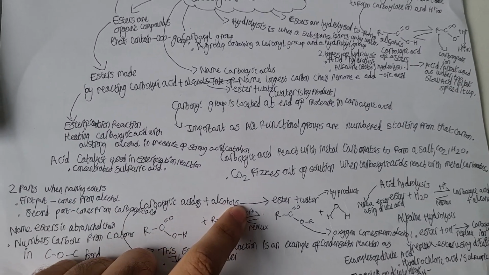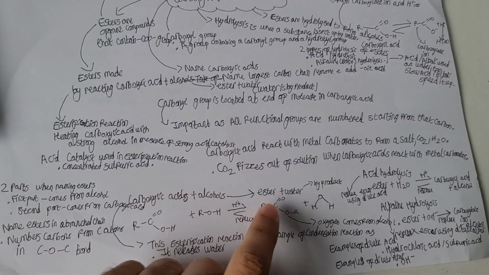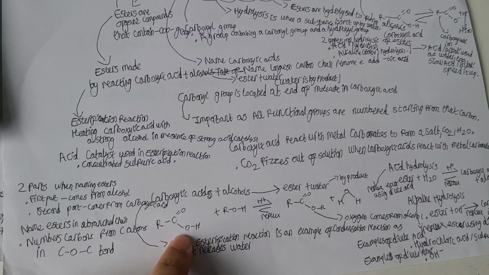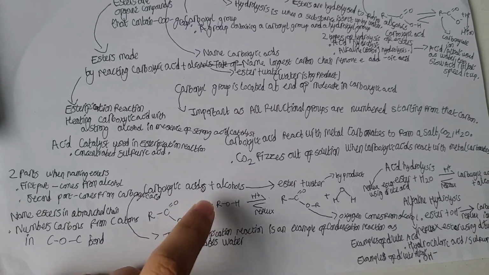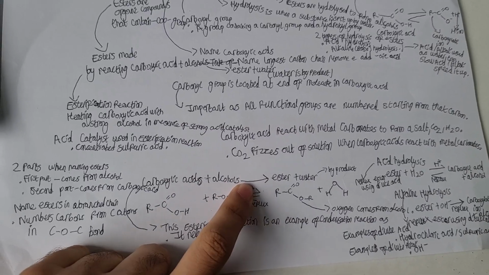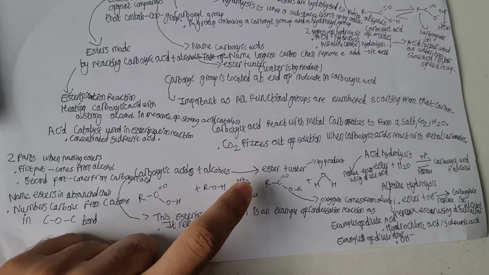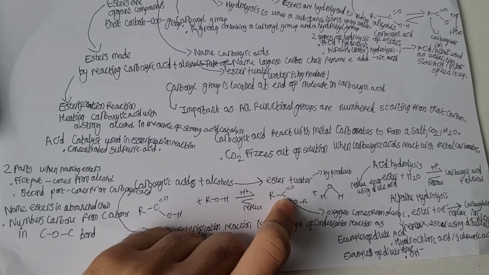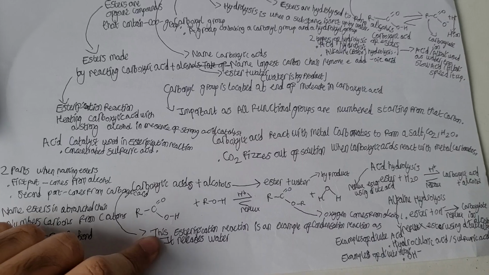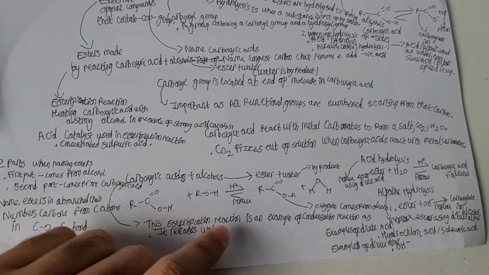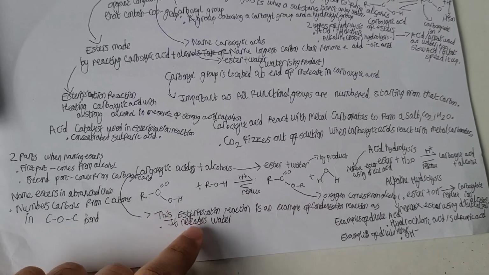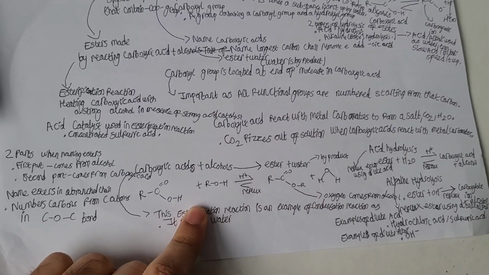Carboxylic acid plus alcohol, esterification reaction, forms ester plus water, with water as the byproduct. So you've got your carboxylic acid plus your alcohol, a reversible reaction with H plus, strong acid catalyst under reflux, to form your ester, RC double bond OR, plus your H2O, your byproduct water. This is an example of an esterification reaction. An esterification reaction is an example of a condensation reaction. Why is it an example of a condensation reaction? As it releases water.